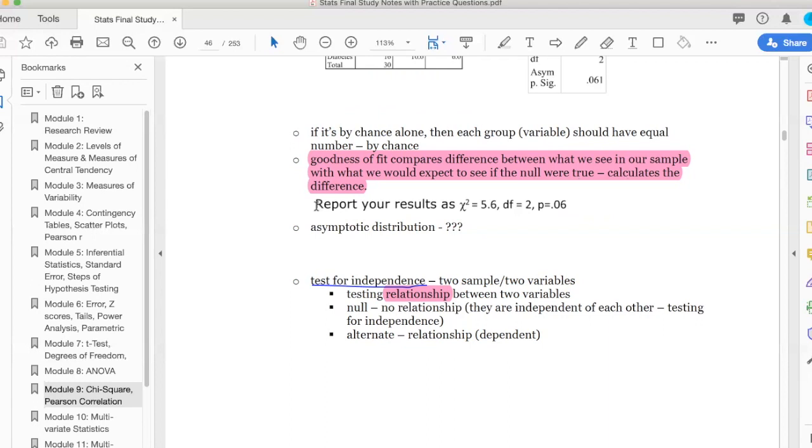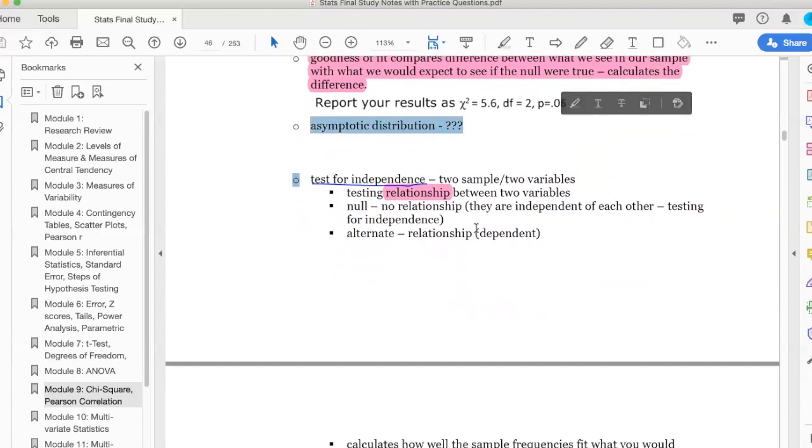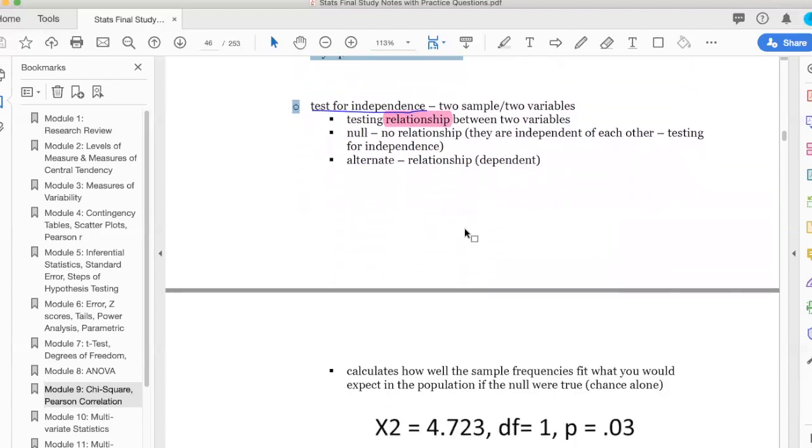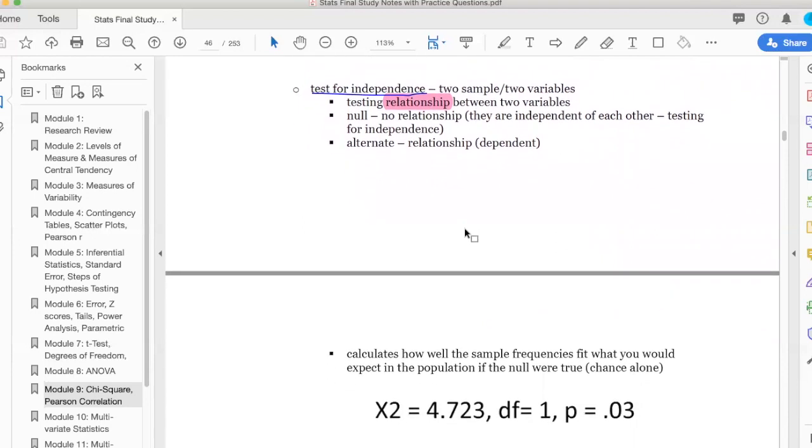Do not worry about this stuff. That's just me writing down things to try to understand them, and I don't even think I did.